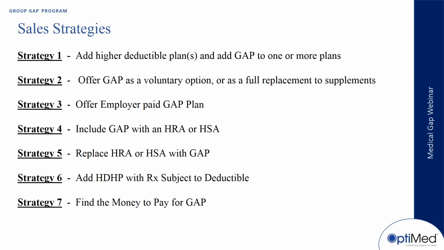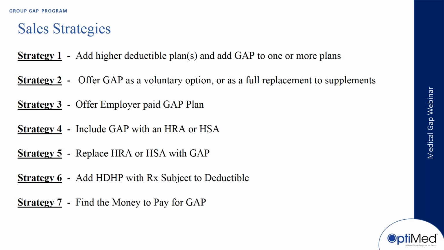So, sales strategies. We've come up with 7, and we'll give you some examples of how to do it. These are your 7 core strategies on how to sell GAP. Number 1, like we said, you go to a high deductible health plan and you add GAP. 2, you offer GAP as a voluntary option, even though it's really not a voluntary product, and we'll get into that a little bit. Offer an employer-paid GAP, like a base buy-up type situation. You can include a GAP with an HRA or HSA, which we'll get into.